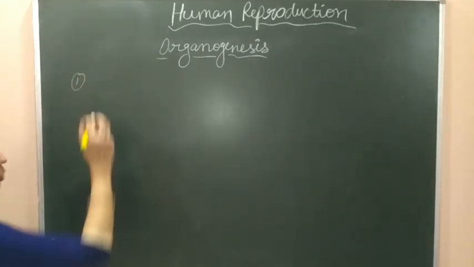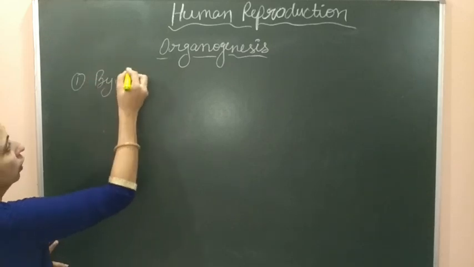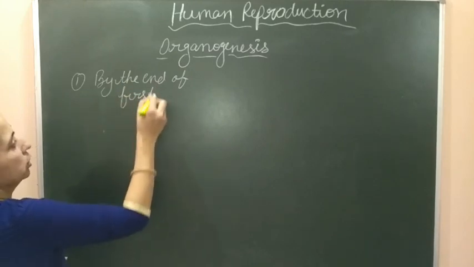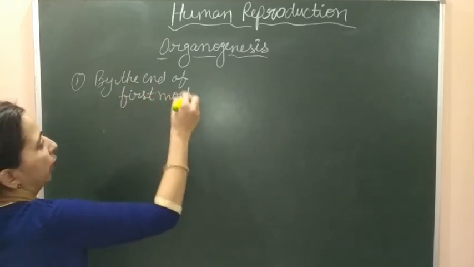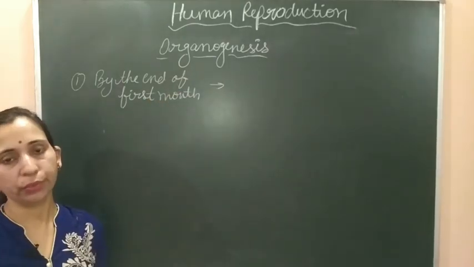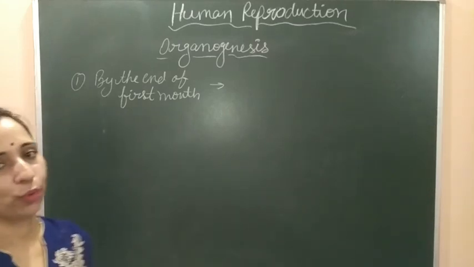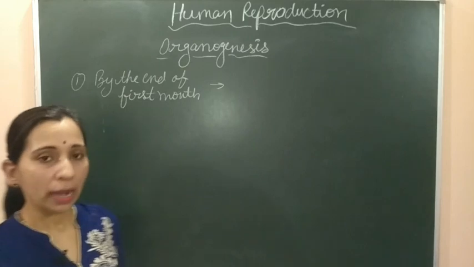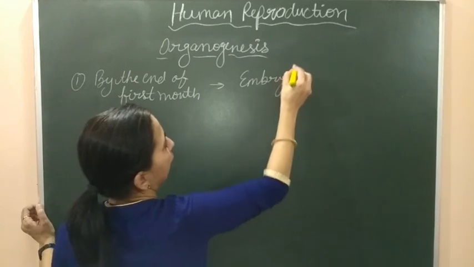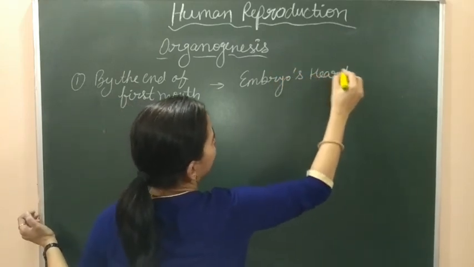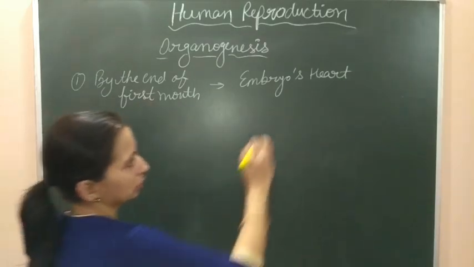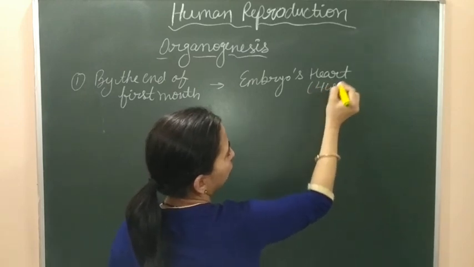So we are starting from the first month. By the end of the first month, when the first month of pregnancy is just going to complete, the heart of the embryo is working. So at that time we can say that the embryo's heart is formed or established. It starts working at the end of the first month. So we can say that this functioning will start at the 4th week of the pregnancy.